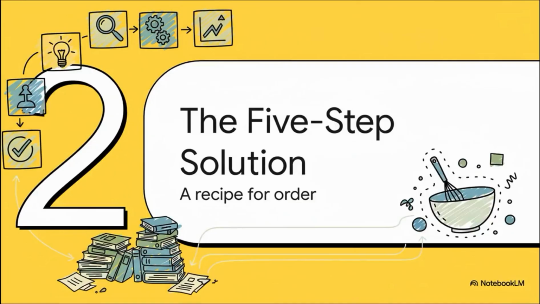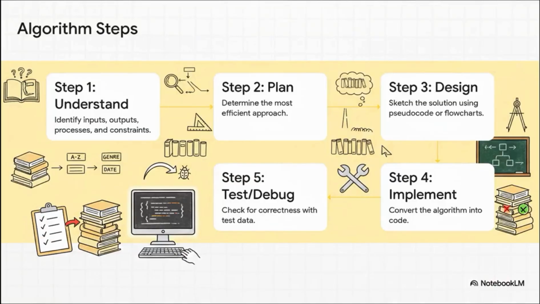So what does this master plan, this recipe for order actually look like? Well, it turns out there's a pretty classic 5-step process that works for just about anything, including, you guessed it, our messy library. So let's break it down. Okay, so first, and this is crucial, you have to actually understand the problem. For our library, what does organized even mean? Are we going alphabetical, by author, by genre? That's step one. Then you plan the most efficient way to get it done.